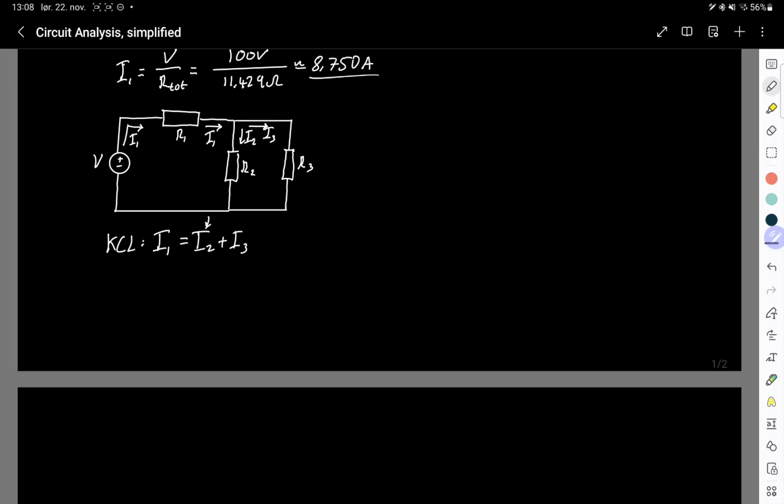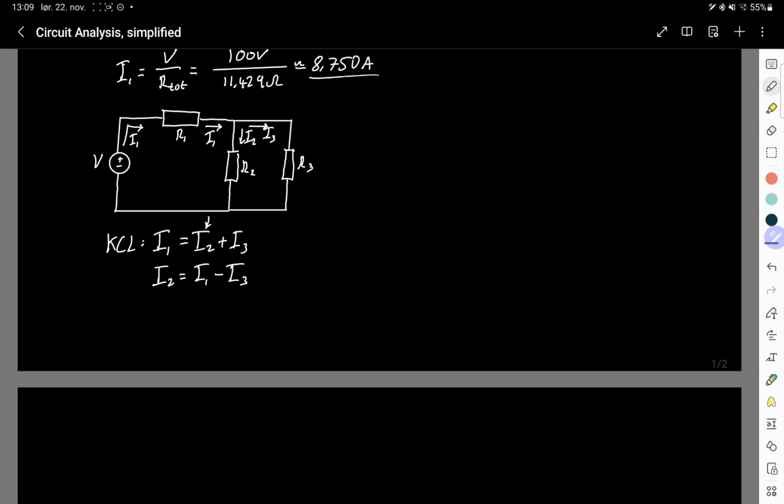And if we want to find I2, if the task is asking us for that, we just move it over. So I2 will then equal I1 minus I3. So we just moved I3 over. And we already know I1, and that's 8.75. So what we want to find now is I3. Now to find I3, we are going to introduce a new way of looking at the circuit. So we're going to use Kirchhoff's Voltage Law.